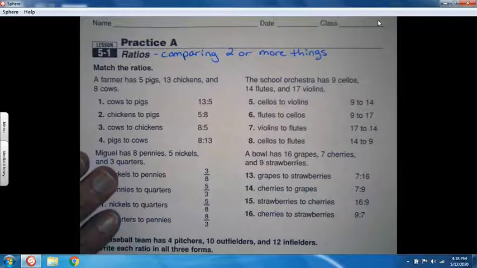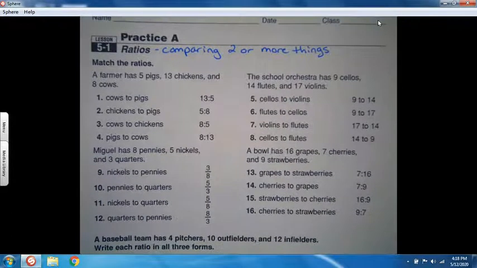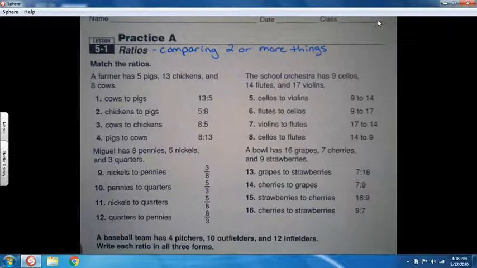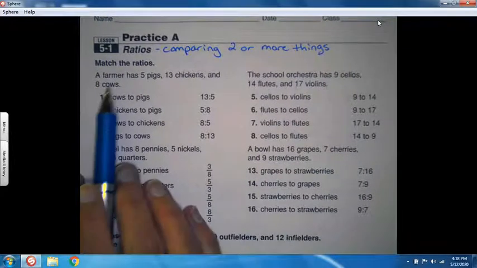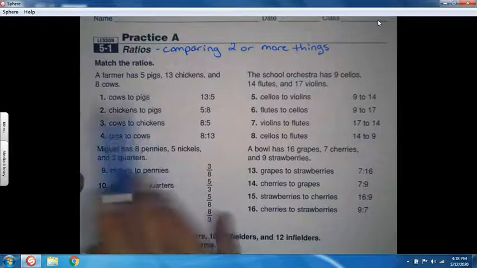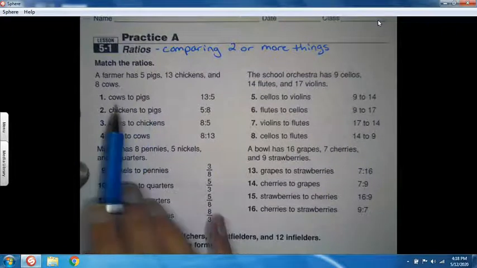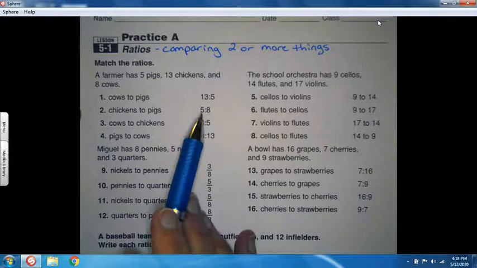Okay, so this is the worksheet that I'm going to put up for you guys. I'm going to do a couple of these problems, and then I'm going to let you guys work on it. And if you can't print the worksheet, don't worry about it. Just write the answer in your math journal and take a picture.